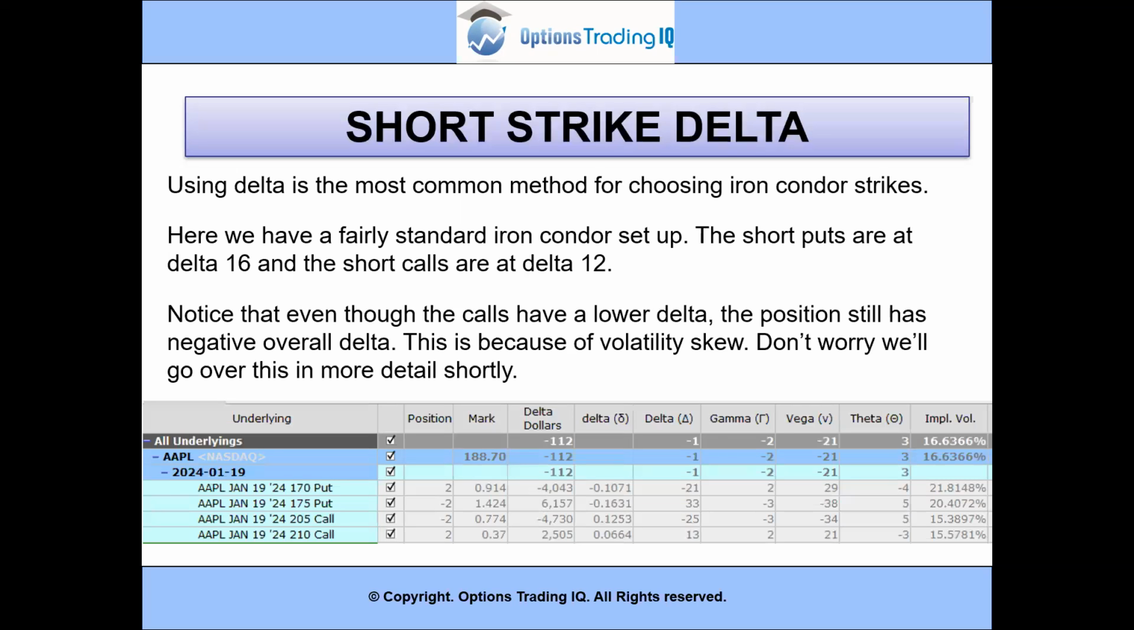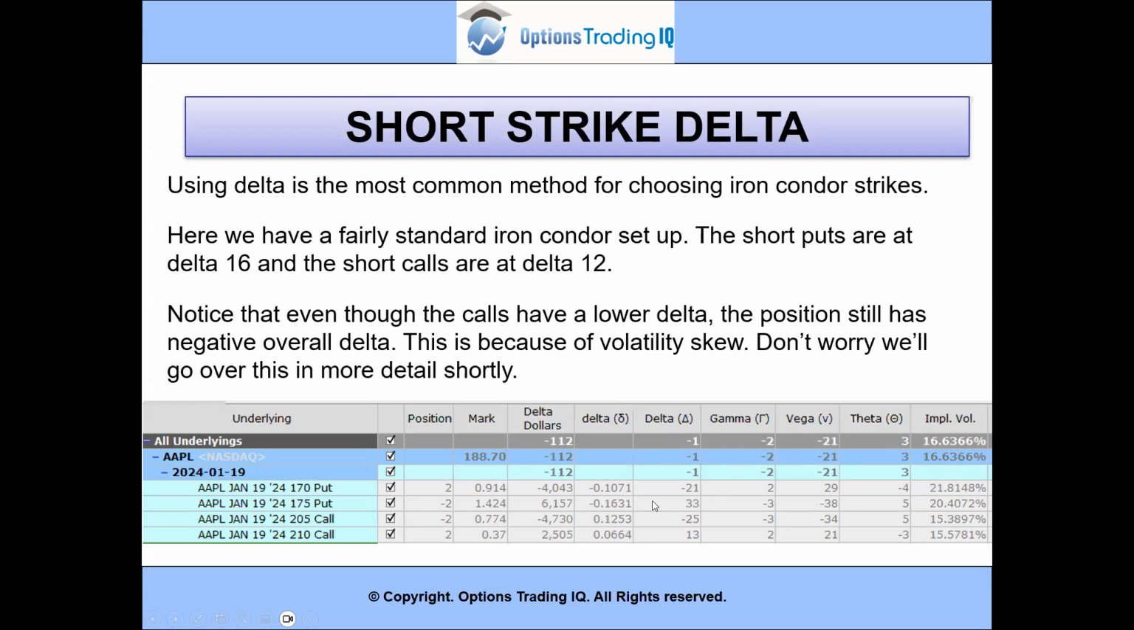So using delta is the most common method, as I said. Here we've got an example with Apple for January. Again, we're looking at slightly different deltas for the puts and the calls. We've got a 16 delta for the short put and about a 12.5 delta for the short call. Overall, that's more or less delta neutral, slightly negative delta.